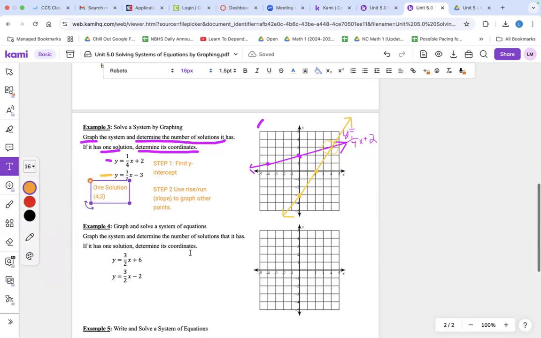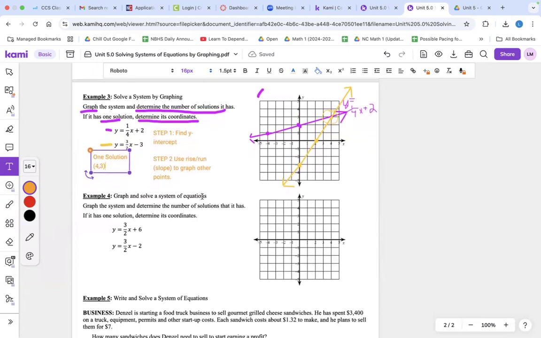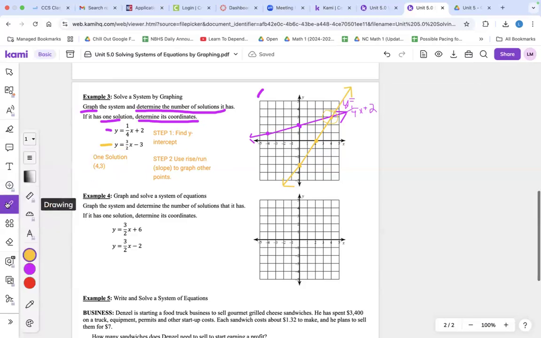All right, next one. It says graph and solve a system of equations. Graph the system, determine the number of solutions it has. If it has one solution, determine its coordinates. So let's do some underlining here. So what are we doing? We're graphing, and we are determining the number of solutions. If one, determine the coordinates.